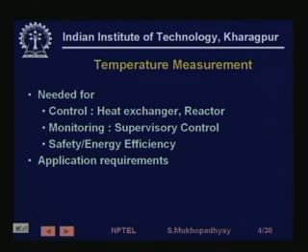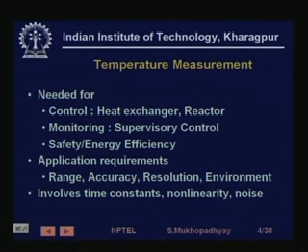Similarly, temperature measurement may be needed in a variety of applications. For example, a variety of ranges: below 100 degrees, below 0 degrees, above 0 degrees, several hundred degrees, at various accuracies, at various resolutions, and in various kinds of environments. Some of them may be inert, some of them may be oxidizing, some of them may be reducing, some of them may be corroding. So, there are various kinds of application features which one has to keep in mind when one selects a temperature sensor.